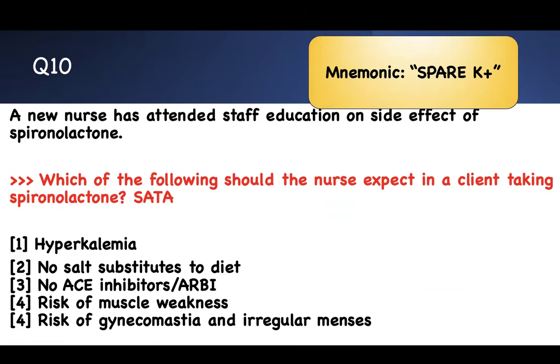And the buzzword is what? Spare K. The mnemonic for spironolactone is spare K. And what is that? Number one, you've got to spare your potassium. So what? Hyperkalemia. You should avoid what? No salt substitute. So no salt substitute is the P, right? Don't do that. No salt substitute in diet, right? No ACE inhibitor, right? You've got to avoid ACE inhibitors. There's a risk of what? Muscle weakness. That's the R. And the E, you have gynecomastia, irregular menses because of what? Endocrine. Therefore, spare K is spironolactone.